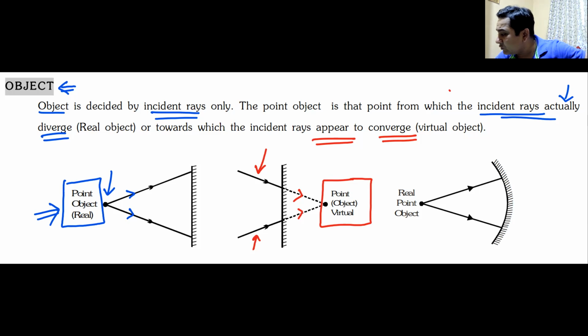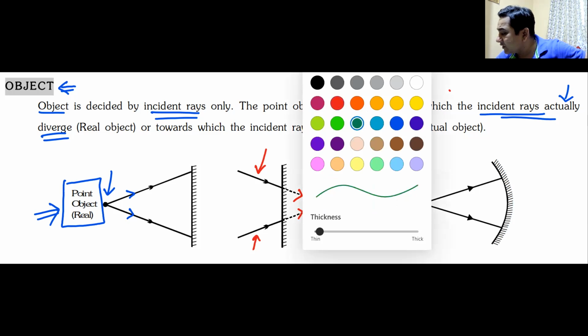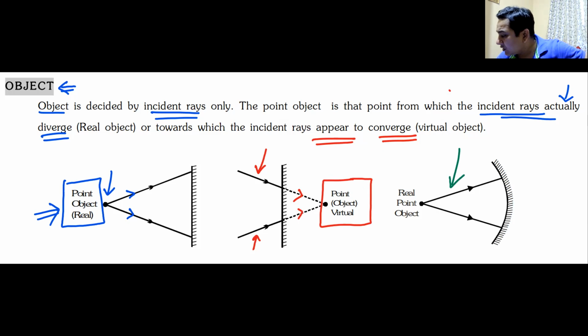Now, can I ask you, what about these green rays or this green object? Is it a real object or is it a virtual object? One for real, two for virtual. Yes, it is a real object because rays are actually diverging. This is one way to understand whether an object is real or not.